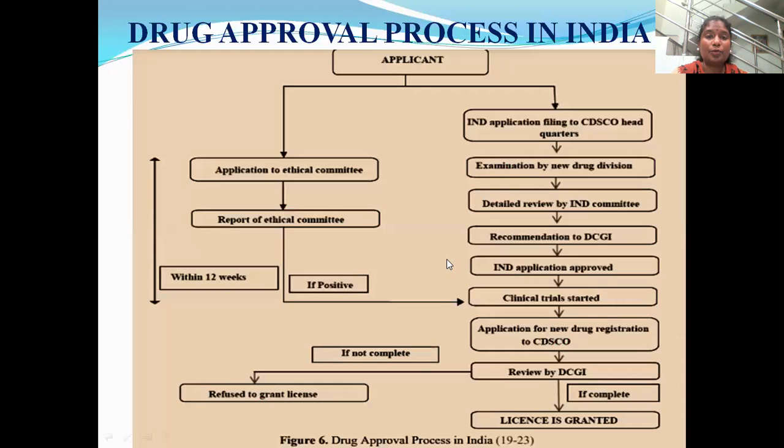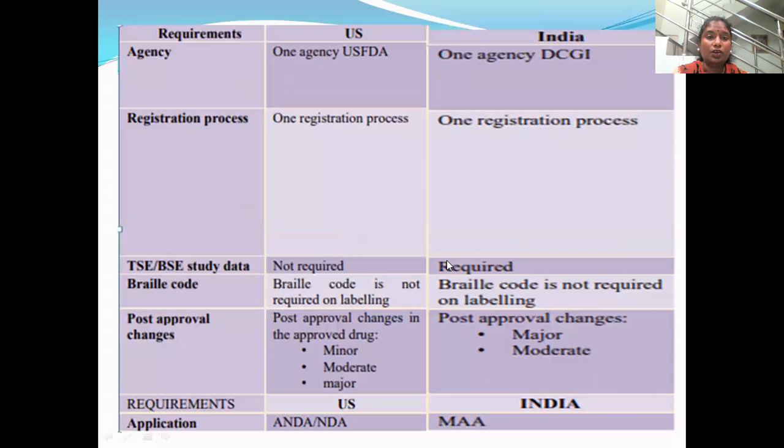Okay, next, coming to this, what are the different requirements for the USA and India? The agency in the USA is the US FDA, and the agency in India is the DCGI. DCGI is the Drug Controller General of India. The registration process, in both US and India, is one registration process only. TSE and BSE study data is not required for the US, but it is required in India.